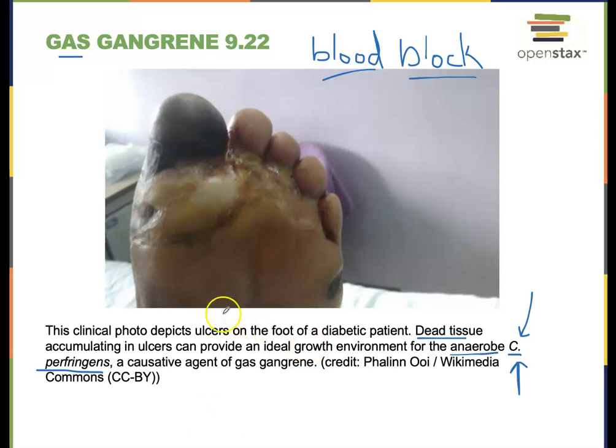So this is a diabetic foot ulcer, where the tissue has been damaged a lot from diabetes, so that it's a perfect place for Clostridium perfringens to grow and cause gas gangrene.